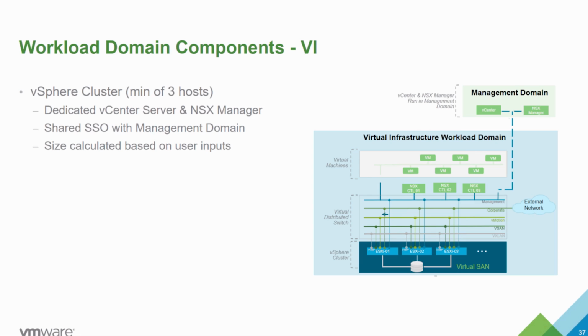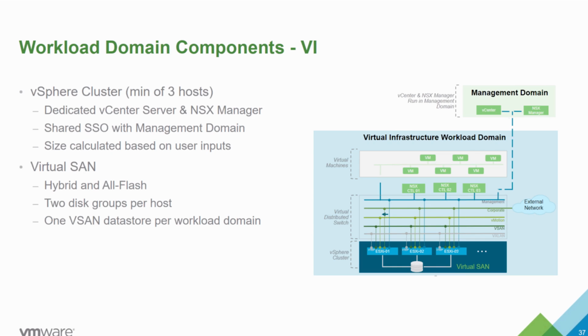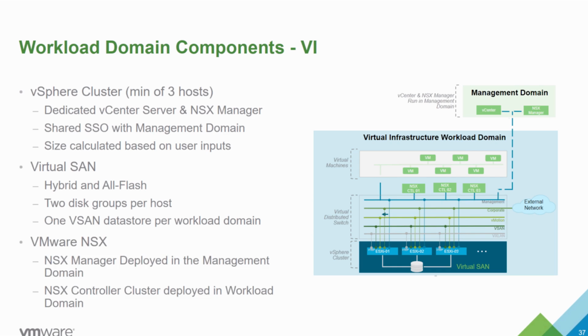So a little diagram here to kind of give you a mental picture of how it's all going to be deployed. Virtual SAN is going to be deployed. That can be hybrid or it can be all flash. We're going to carve up 2 disk groups per host, and we're going to create just 1 vSAN data store per workload domain. So your vSAN data store will span all the hosts that are in that workload domain.